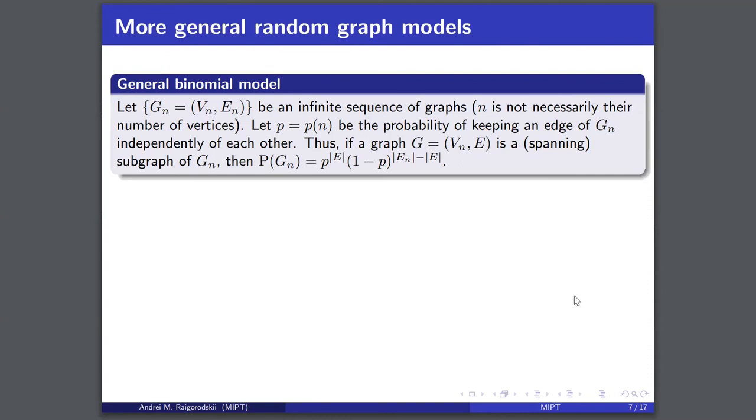of this form, E is a subset of E sub n, and we define its probability as the value p to the power cardinality of E times 1 minus p to the power not n choose 2, of course, but cardinality of E sub n minus cardinality of E. So the probability space here consists of all possible spanning subgraphs of the graph G sub n.